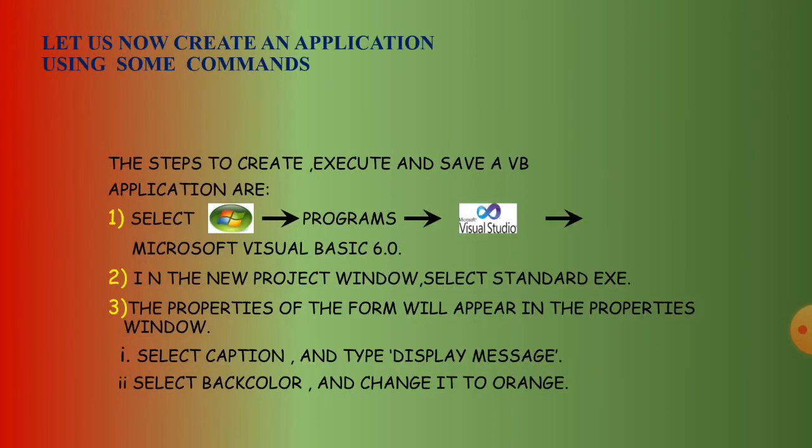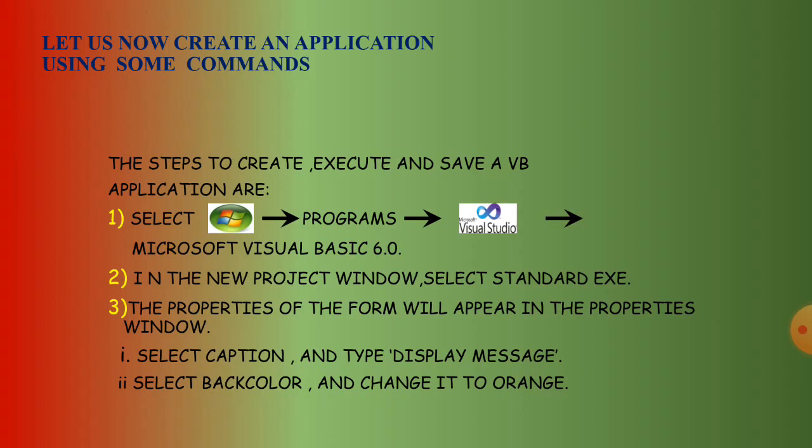Next, by using these controls, we will write some small programs. The steps to execute the program are: if you want to open a project and use the controls on the form designer window, we must go to the start button, go to programs, and select Visual Studio. Next go to Visual Basic 6.0.